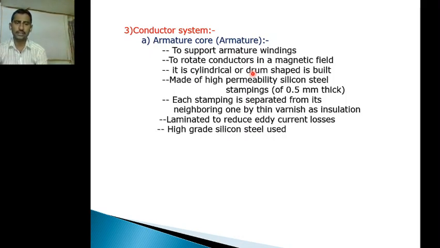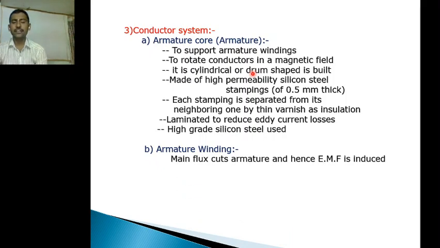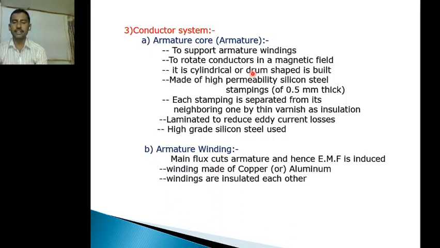In this armature core, as I already told, we make the armature winding. So what are the armature windings? The main flux cuts the armature winding, and hence EMF will be induced. The winding is made of either copper or aluminum, and the windings are also insulated from each other. That means by providing some impregnated paper at the slots of the armature core, we can provide insulation between the armature core and winding. So this is about the rotor mechanism of the DC generator.